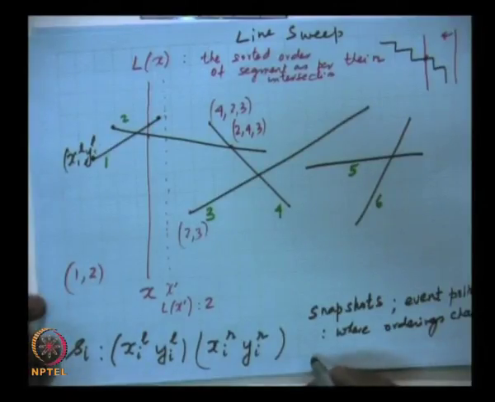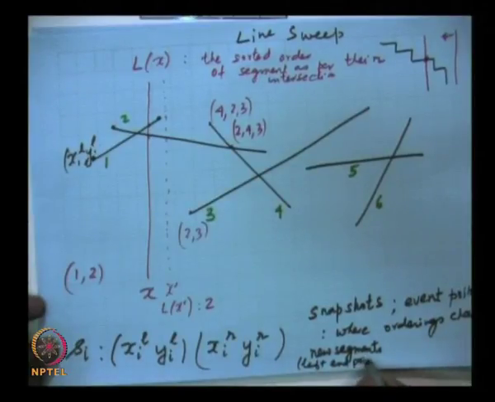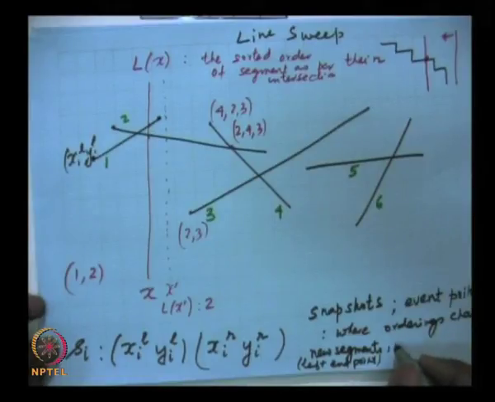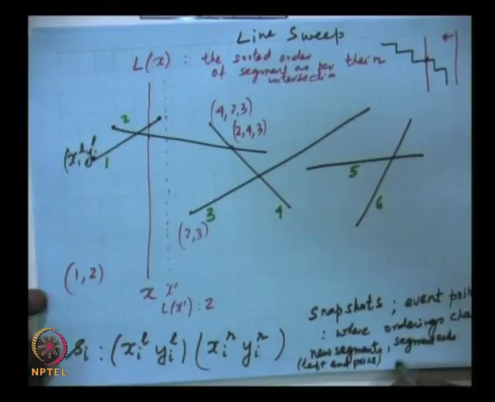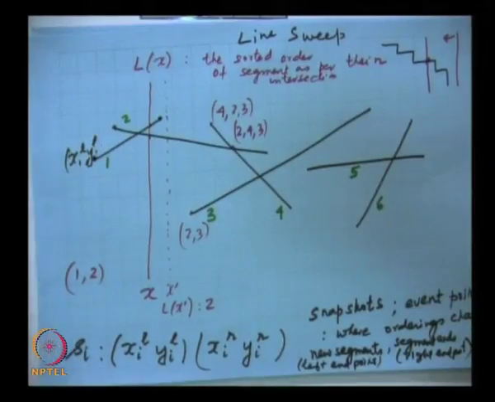Event points are of three kinds: new segments, which is basically nothing but left end points, and segment ends, the right end points, and then the most important thing, the intersection points. For us, at least in the context of this problem, intersection points are the events that we are really looking at. So these are the three event points.